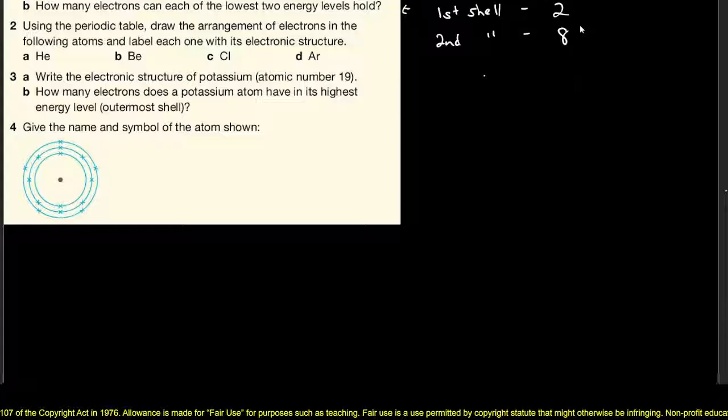In part B, we are asked how many electrons can each of the two lowest energy levels hold. Now, in the first shell, which is the shell closest to the nucleus, this shell can hold a maximum of 2 electrons. In the second shell, right, which is the shell next to the first one, we say that the second shell can hold a maximum of up to 8 electrons.